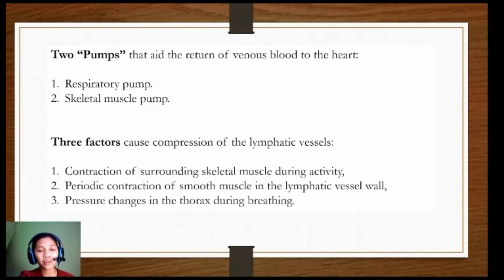There are also three factors that cause compression of the lymphatic vessels. These are contraction of surrounding skeletal muscle during activity, periodic contraction of smooth muscle in the lymphatic vessel wall, and pressure changes in the thorax during breathing.